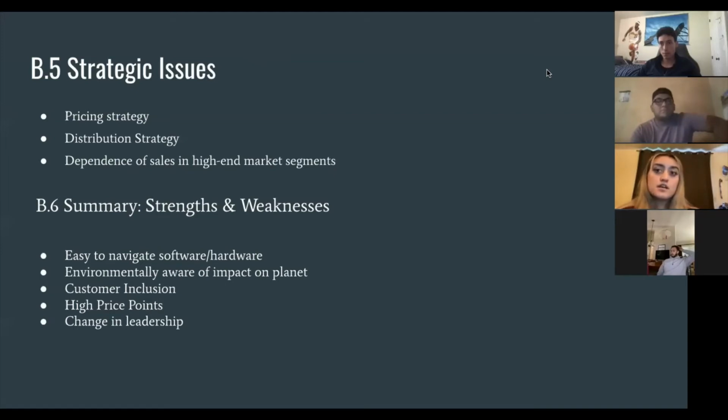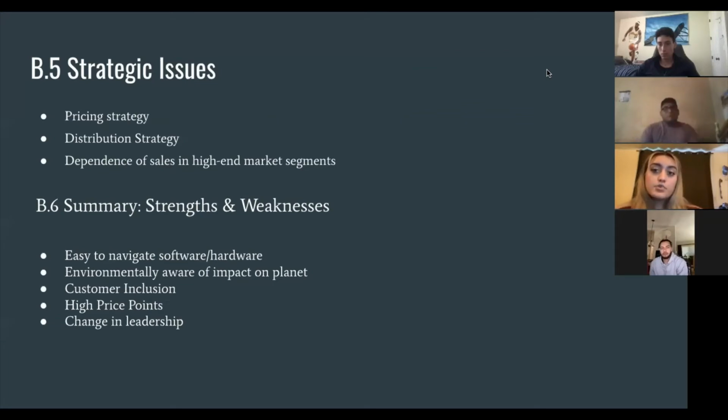For strengths, we have easy to navigate software and hardware. They make it simple to utilize. They have many resources for customers to learn how to use their devices and get the full experience of their iPhones. Environmentally, they are aware of the impact on the planet. They have informed the media that they're going to become carbon neutral across their entire business by 2030. On customer inclusion, they're very big on including everyone, including people who have learning disabilities or vision and hearing loss, which allows them to gain a different type of customers who other companies may not accommodate.